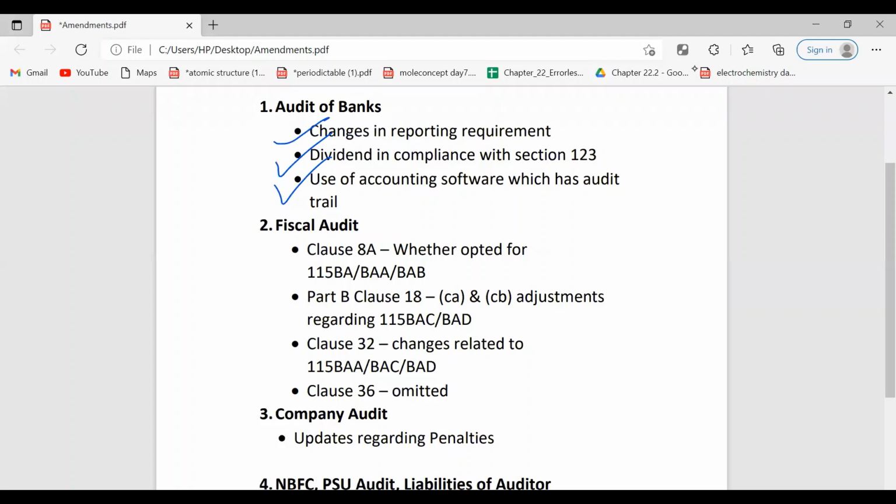In clause 8, the amendments are regarding section 115BA, BAA, and BAB of the Income Tax Act. So whether the company assessee has opted for section 115BA, BAA, or BAB, that addition has been made in clause 8A. And in part B for clause 18, additional clauses have been included regarding adjustments for 115PAC and 115PAD. Then there are some changes in the format of the annexure in clause number 32, also relating to 115BAA, BAC, and BAD. And clause number 36 has been omitted.